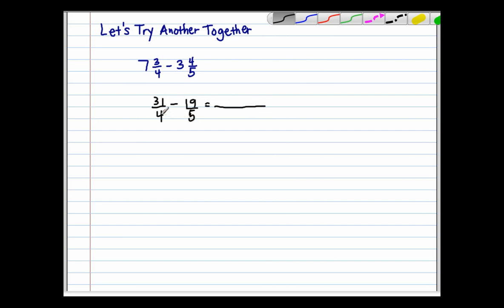31 times 5, let's do that off to the side. Is 155. Subtract that from 19 times 4. You get 76. All in the sequence of 20ths, because 4 times 5.